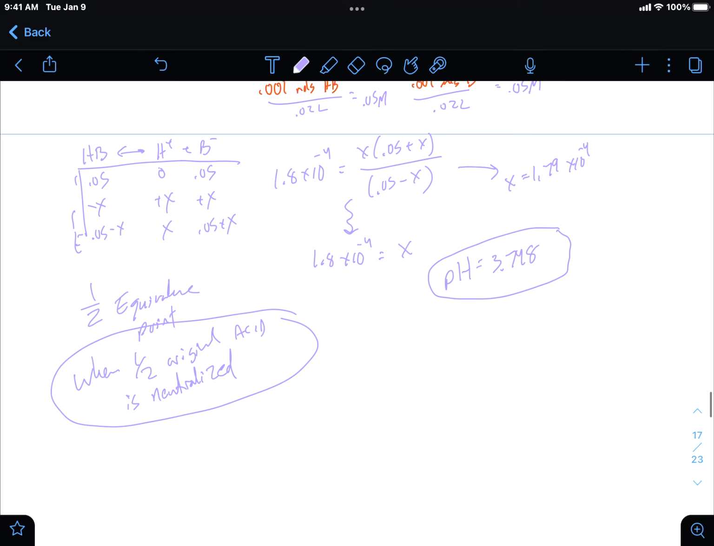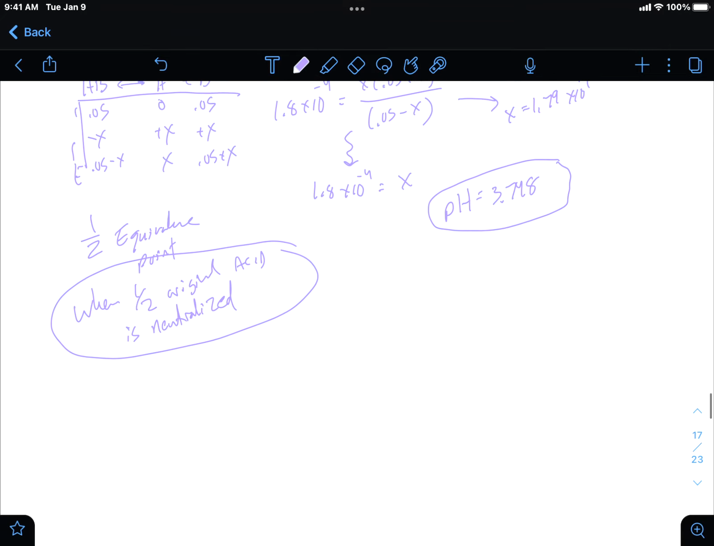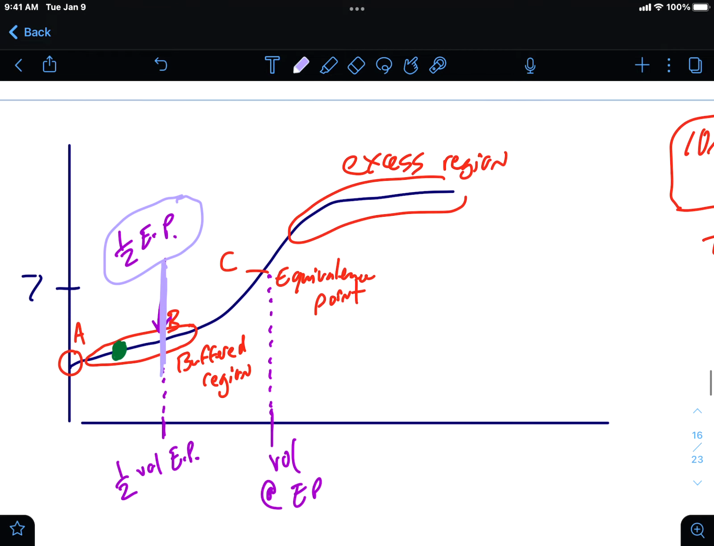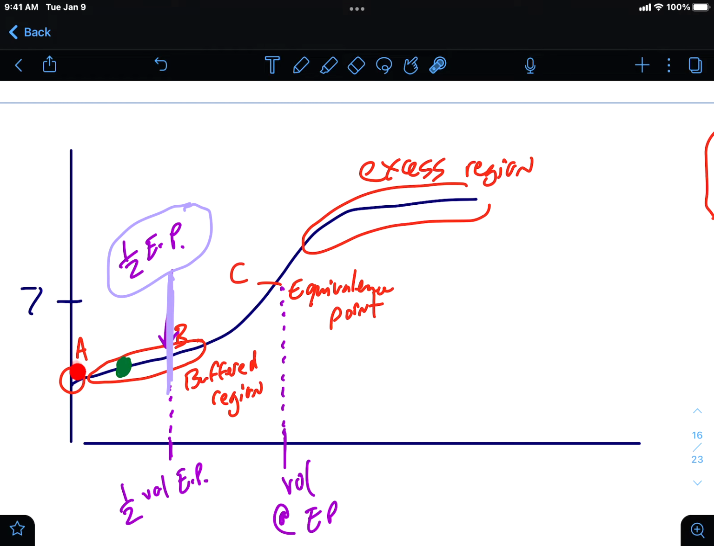Moving on. So that was 10 milliliters. Let me go back to this picture here and just explain something. Okay. So far we have calculated this. We have calculated this. And we have calculated this. What do you think is going to happen? And let's put some numbers on here. Right? So this was 10. This was 5, right? We did 5? What do you think is going to happen if we calculate the next problem with 15 milliliters?